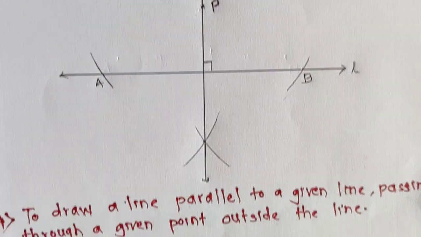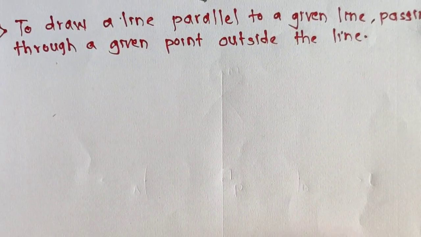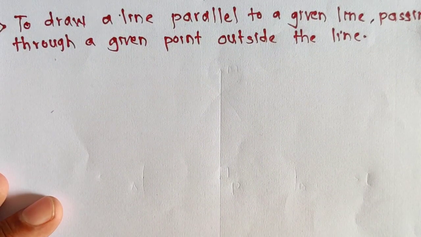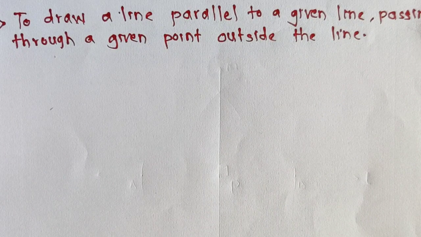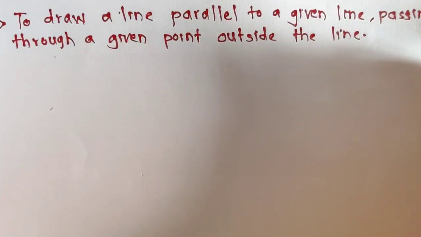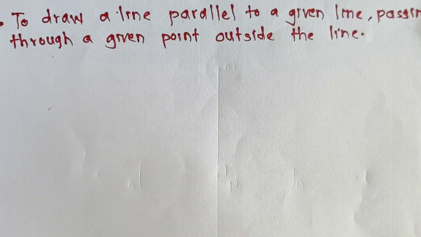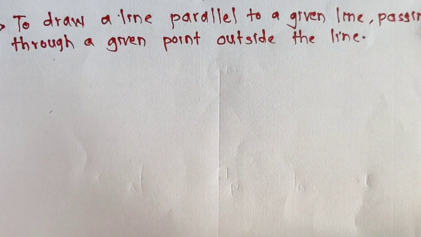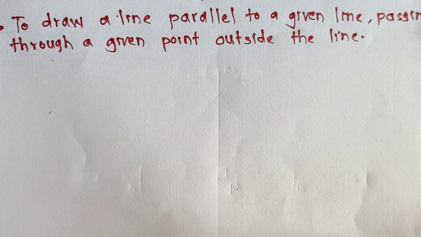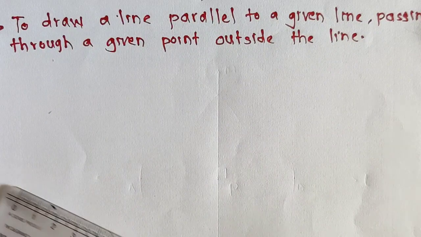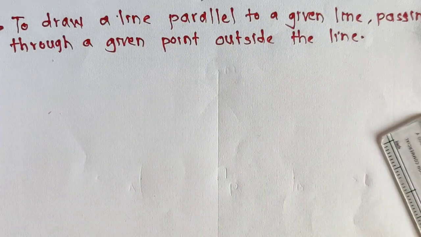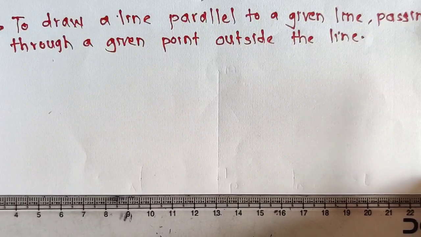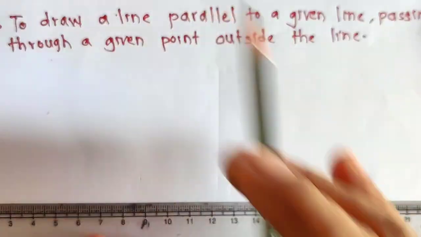Now let us see the fourth construction. Here the fourth construction is to draw a line parallel to a given line passing through the given point. Here we can use two methods, either using a set square, or using the compass. But use the compass always, because we get the perfect parallel line using the compass. So we are drawing using the compass only. Here this third construction we have to repeat.